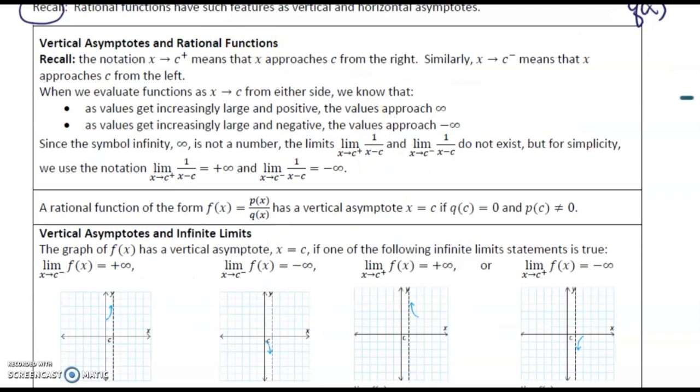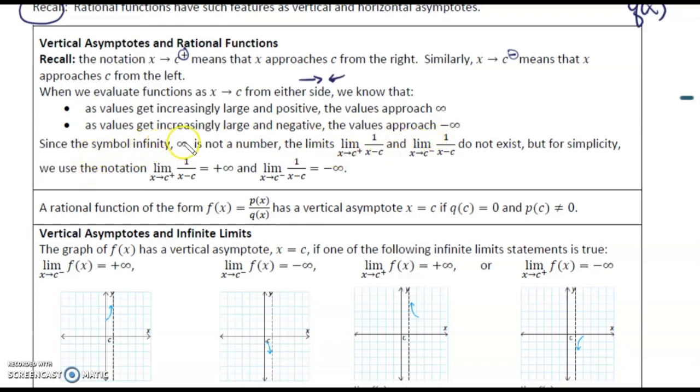For vertical asymptotes in rational functions, we recall the notation: x approaches c from the positive side, or the right side, and x approaches c from the negative side, or the left side. When we evaluate functions as x approaches c from either side, we know that as values get increasingly large and positive, the values approach infinity. And as values get increasingly large and negative, the values approach negative infinity.